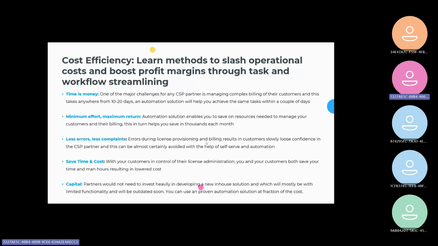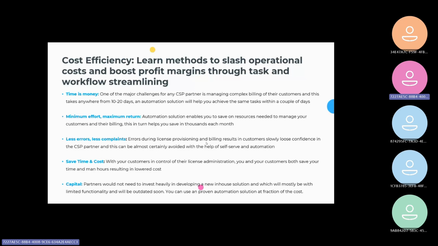Just imagine, any medium-sized CSP partner will need anywhere between 10 to 15 individual resources to manage their customers. This is on the lower end of the spectrum. Each of these resources will of course be billed to the partner. In order to reduce this cost, if you use an automation solution, instead of these 10 to 15 resources dedicated to managing customers, you could dedicate just maybe 2 to 3 resources. The rest you will be able to use for other work which will help you enhance your overall business and productivity.